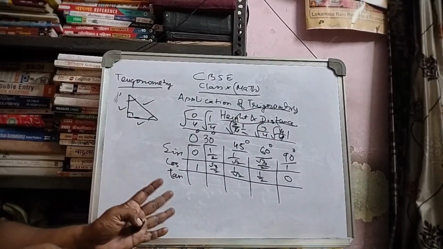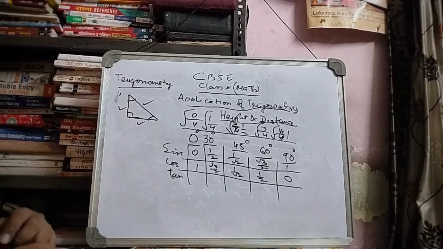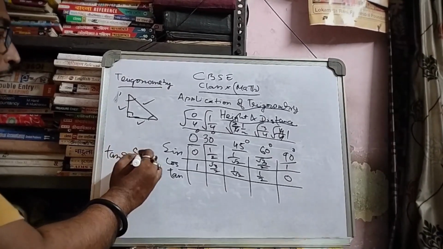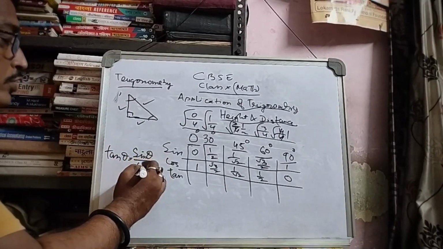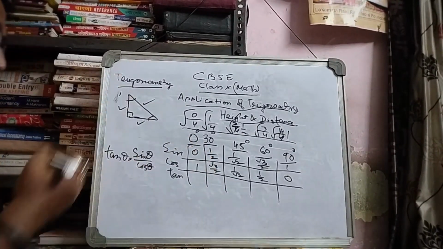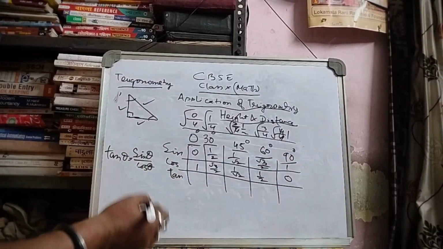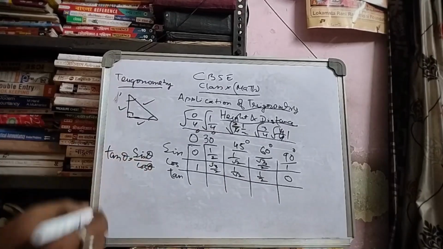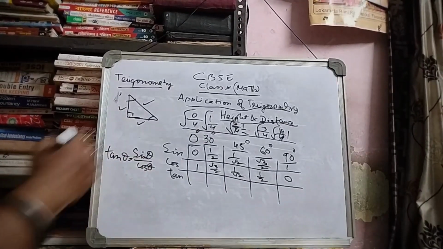So how will you calculate the value of tan? We know the formula of tan theta: sin theta by cos theta. So if we divide sin by cos, then we will get the value of tan.